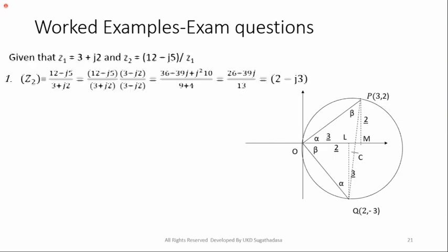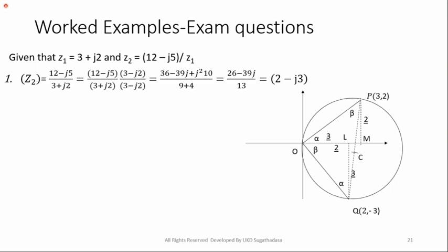Then just calculate Z2 first. Z1 is given, so Z2 equals this complex number: 12 minus J5 over 3 plus J2. Use your knowledge. Multiply both sides by the complex conjugate of 3 plus J2, that is 3 minus J2, and simplify and cancel everything. You finally get 2 minus J3. Remember, when you practice with standard questions, normally the answer will simplify finally. See, Z2 becomes 2 minus J3.